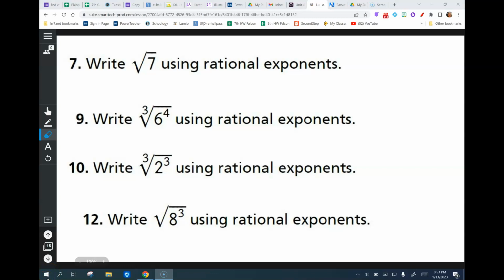So remember, this is a square root of 7, so that's going to be 7 to the 1/2 power. Okay? Then, remember I always do the exponent, so 6 to the 4th, and then the root is the denominator. Okay, look at 10. If you forgot how to do these, hopefully not, this is going to be 2 to the 3/3. Well, look at that. Can we simplify that? Yeah, that's 2 to the 1st, which is just 2, because 3/3 is 1. Okay, now we have square root of 8 to the 3rd. So this is square root of 8 cubed. So that's 8 to the 3/2 power. Okay, right, with rational exponents. Good.